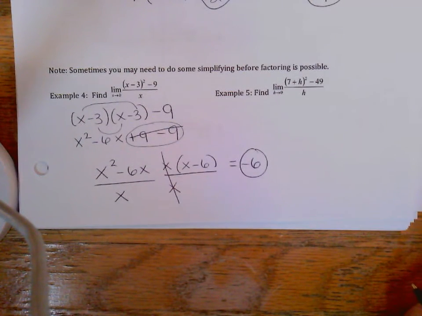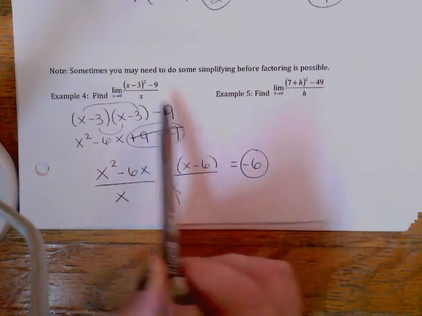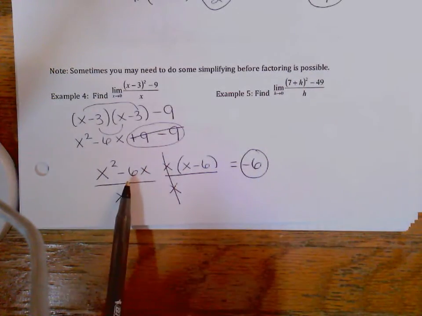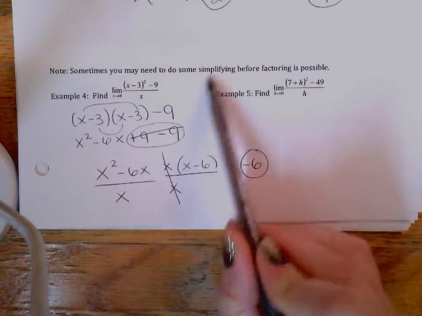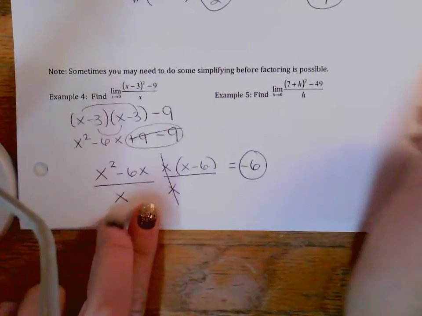All right, example 5. So now I'm going to be simplifying the numerator the same way I did over here by using FOIL, canceling, factoring. See if you can pause the video and try example 5 on your own before I work it out. All right, so I'm going to do it out now.